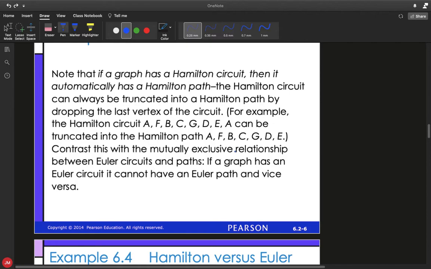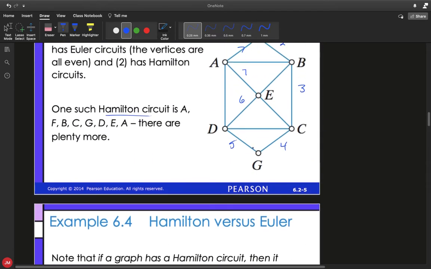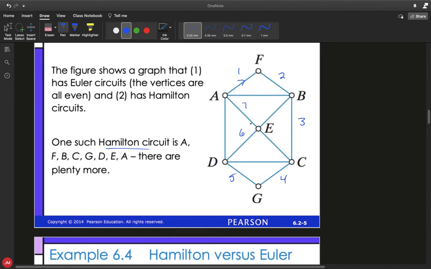Now, obviously, if a graph has a Hamilton circuit, then it makes sense that it automatically has a Hamilton path. Remember, the only difference between the two is that a circuit has to end at the same vertex that you started. For example, if we were to go back and look at our graph, if we wanted to change this from being a circuit to a path, all we would have to do is get rid of that last step. And now, instead of ending at A, we end at E, but we've still gone through each of our vertices just once without ending back where we started.